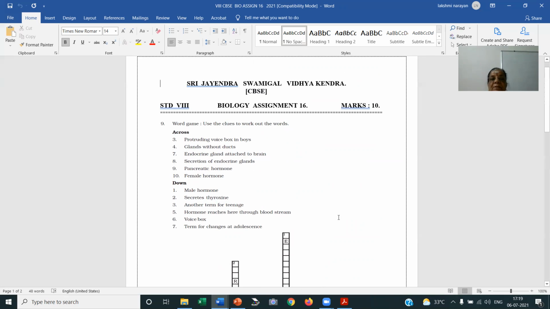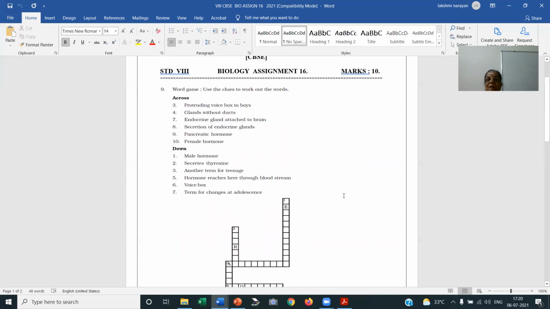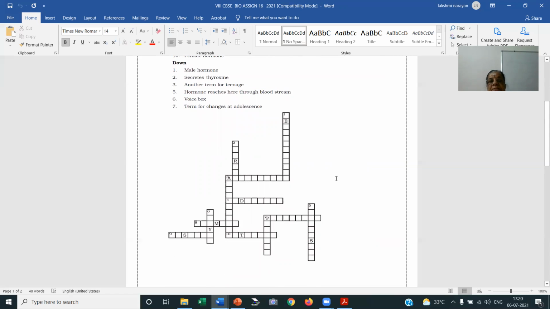I hope I am clear. Whereas down: male hormone, testosterone; secreted by the thyroid gland, thyroxine. Another term for teenage, that is adolescent. Hormone reaches here through the bloodstream, that is the target site, the voice box, larynx or Adam's apple. Then the term for changes at adolescence is puberty.